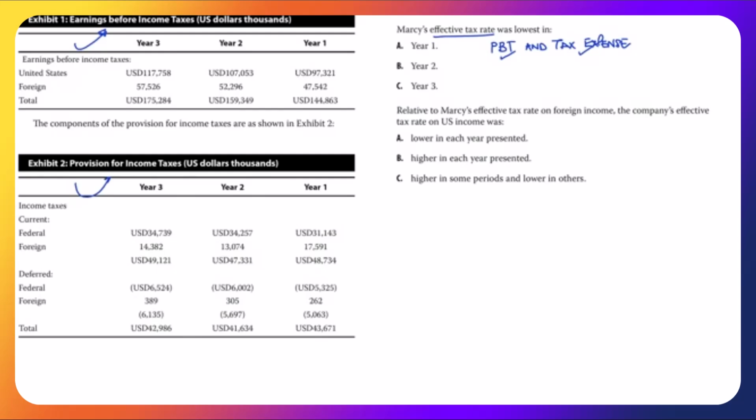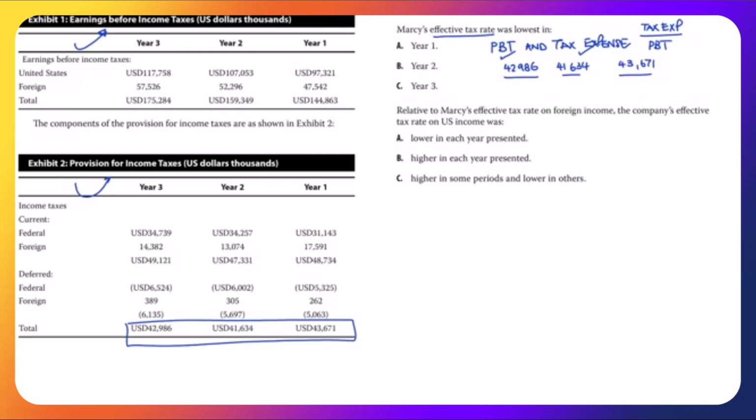To get the effective tax rate, we are just going to divide our tax expense by our profit before tax. And we need to do it for each year. Let's pick out the relevant figures. Where is our tax expense? Effective tax rate, so it's just in total for each year. So here's the total. So there's our numerators for each year. 42,986, 41,634, and 43,671.